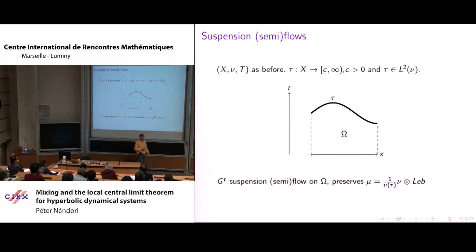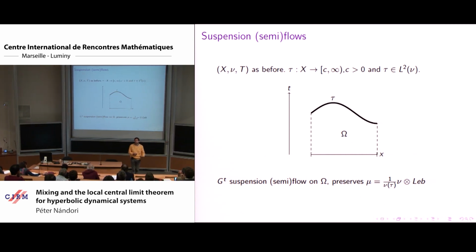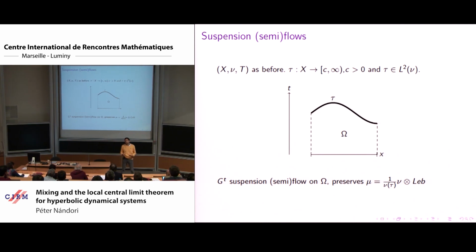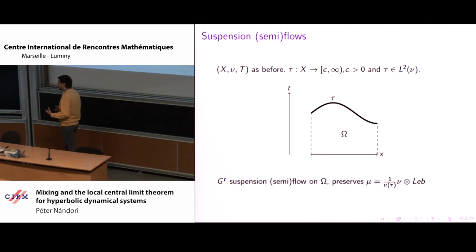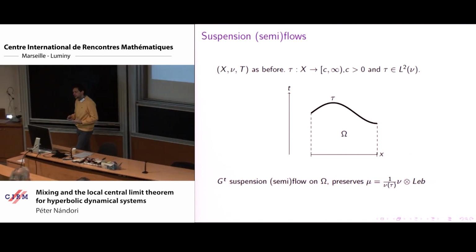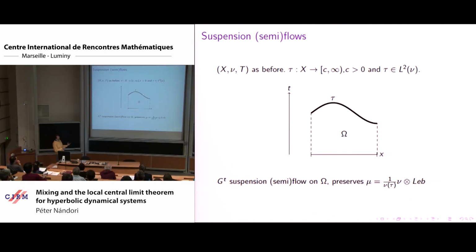Next thing I would like to study is flows. So far I've been talking about maps. A very natural class of flows is the special flow, the suspension flow. Or even better to say suspension semiflow. So you have this x in the base and the map T as before, and you put a roof function on top, which I denote by tau, which is bounded away from 0 and is, say, square integrable. It doesn't have to be bounded from above. In the picture it's bounded above.